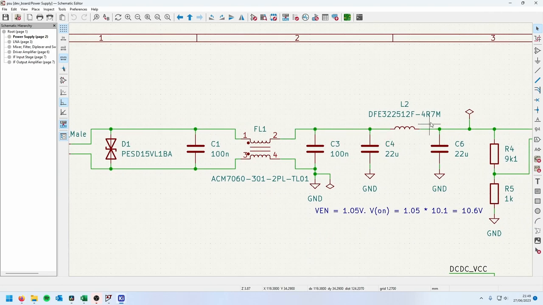Jumping over to the right hand side, we have a low pass filter here, and this is to block noise getting both in and out of our circuit. So we want this to allow DC to pass through because that is how our circuit is powered. And you can think of DC as just having a frequency of 0 Hz.